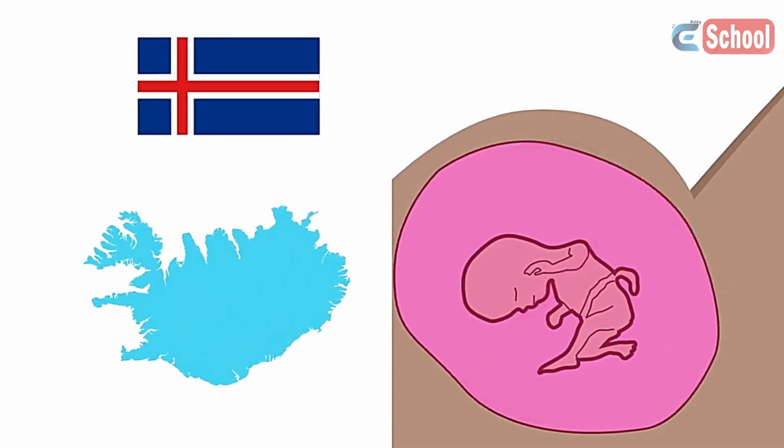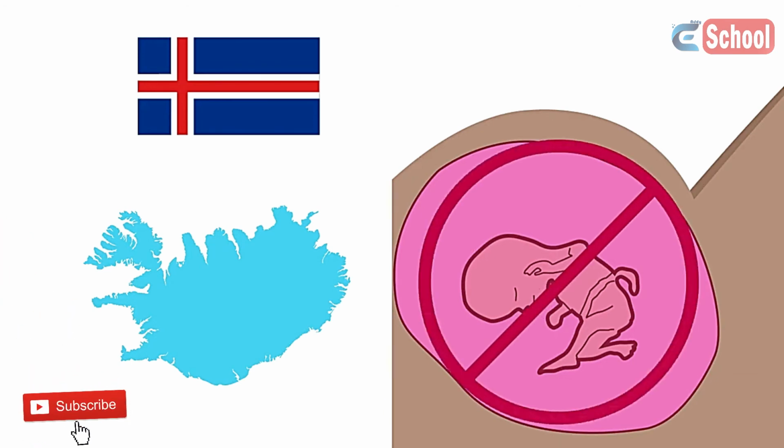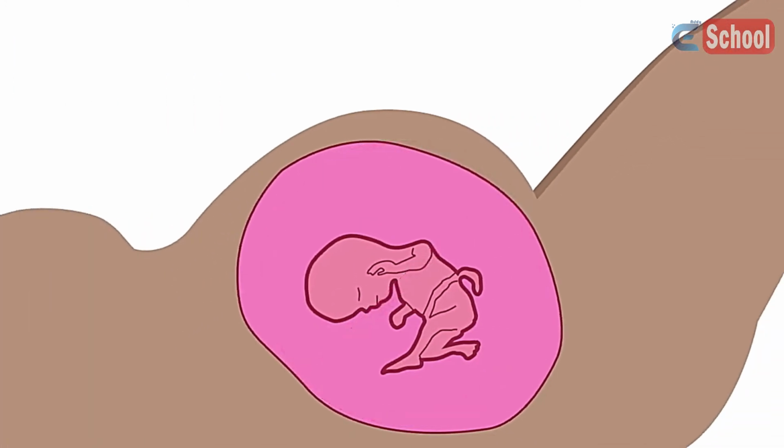In Iceland, this type of genetic screening is widespread, and people are counselled when they have the test. Most choose abortion. This means that almost nobody is born with Down syndrome in Iceland. What do you think about this?